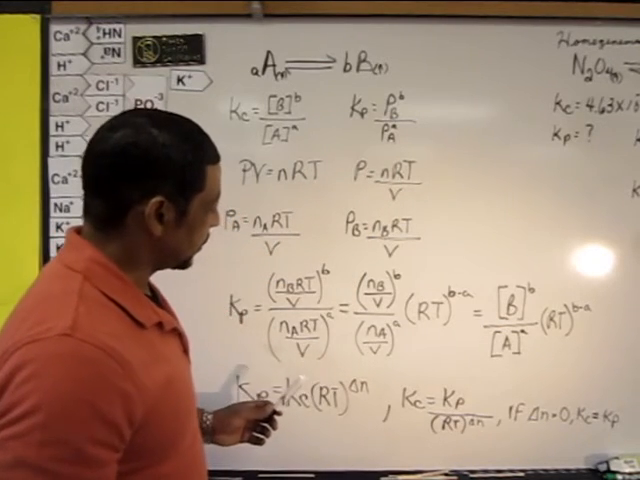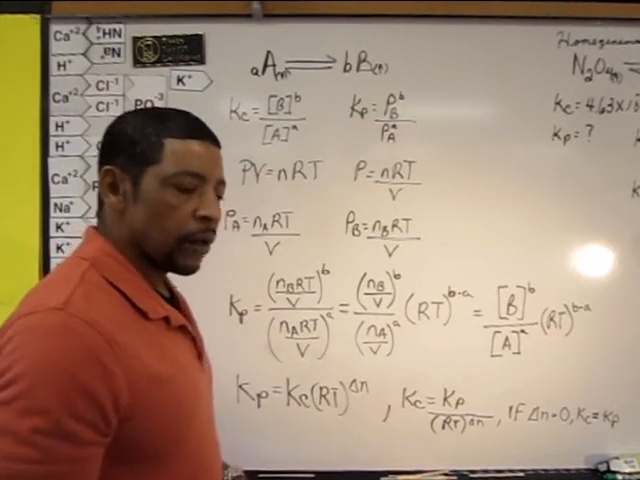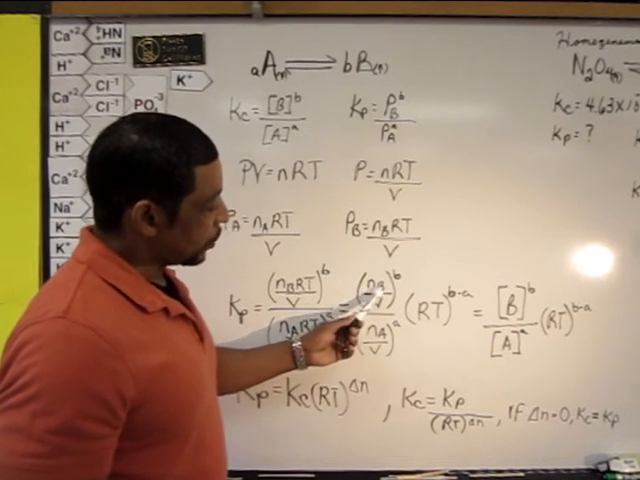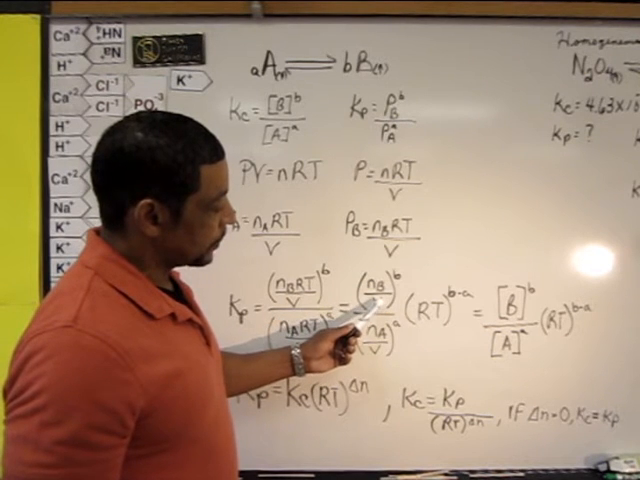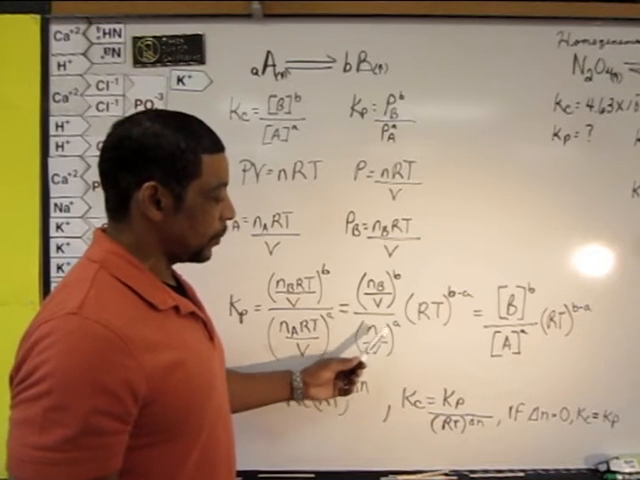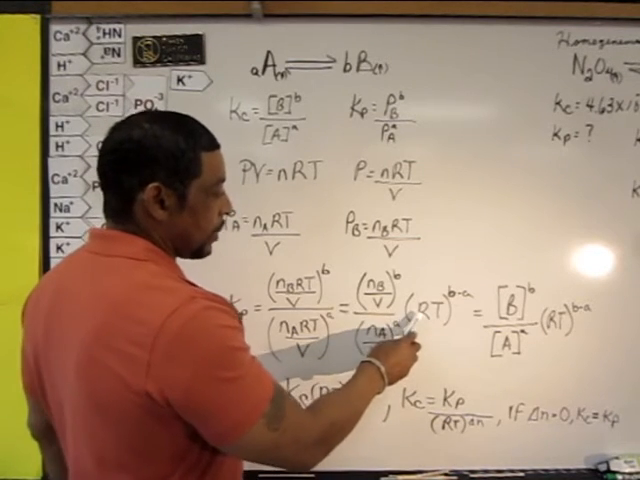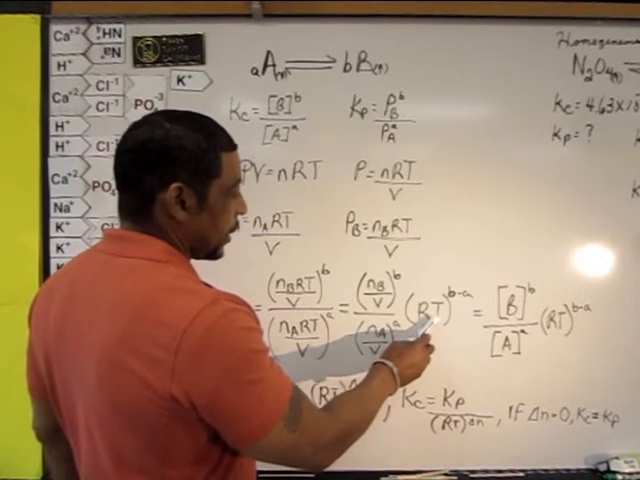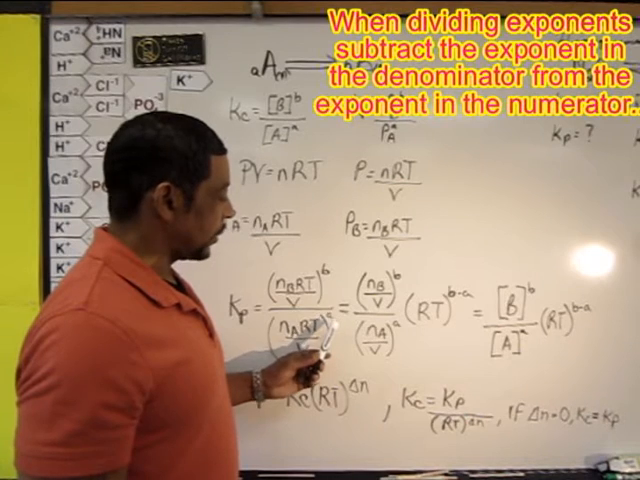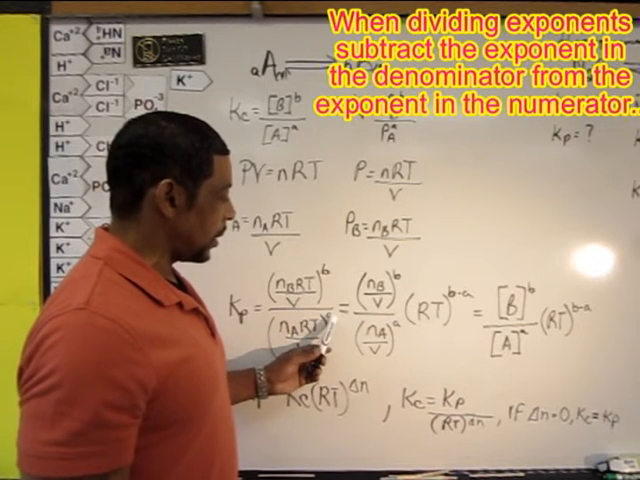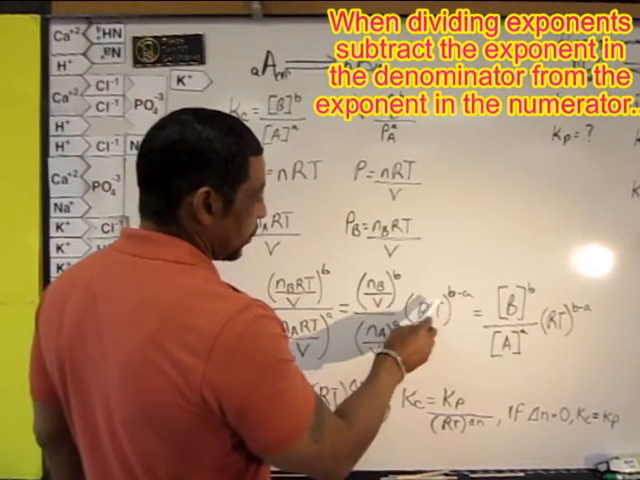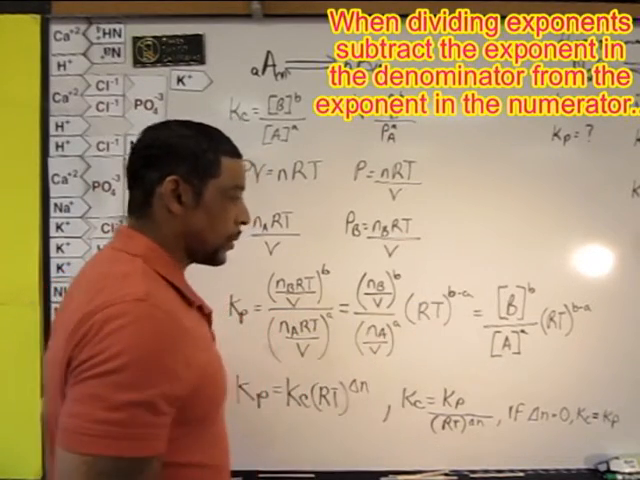Since each expression contains RT, the RT may be factored out. This will yield moles of B divided by volume raised to the b power, divided by moles of A divided by V raised to the a power, times the factored RT raised to b minus a. For dividing exponents, subtract the exponent in the denominator from the exponent in the numerator. This will yield RT raised to the b minus a power.